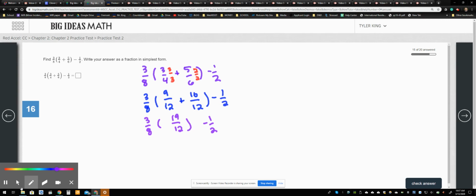So with our multiplication piece here, we're going to see that 3 times 19 is going to be 57. And 8 times 12 is going to be 96, minus 1/2.